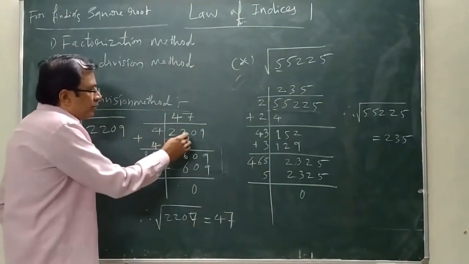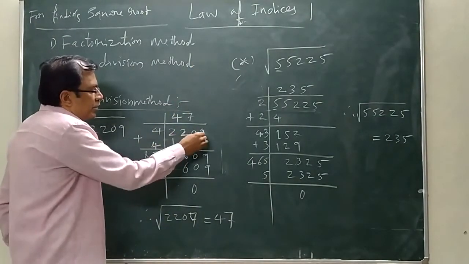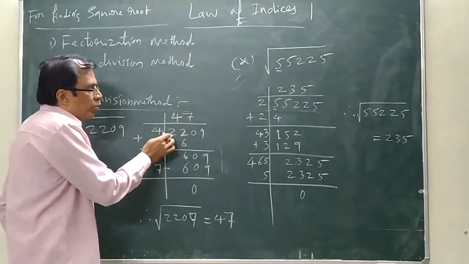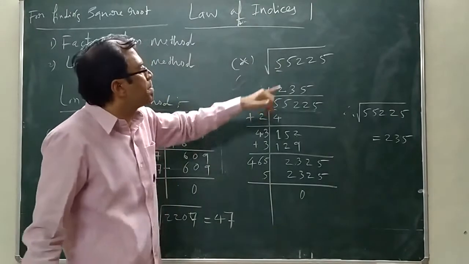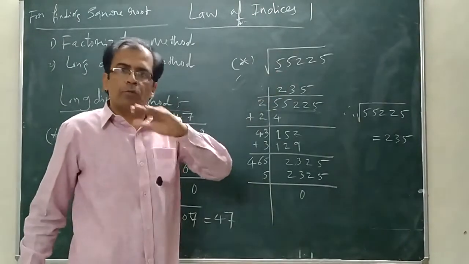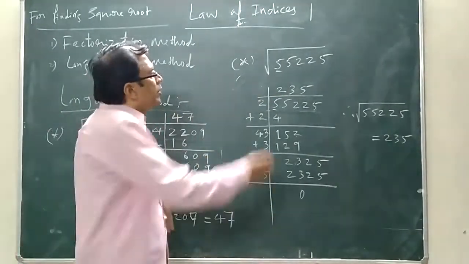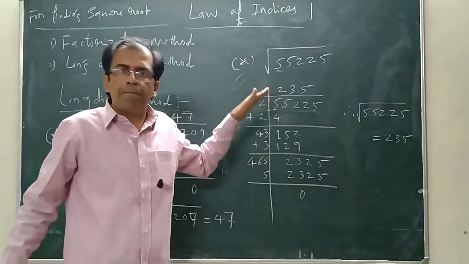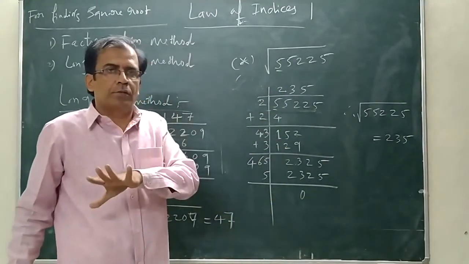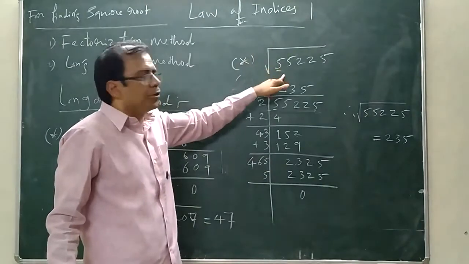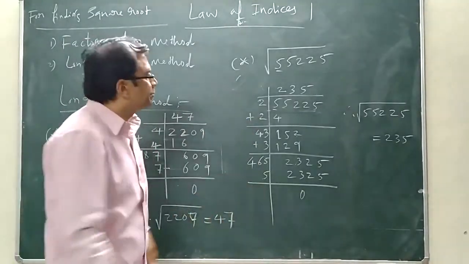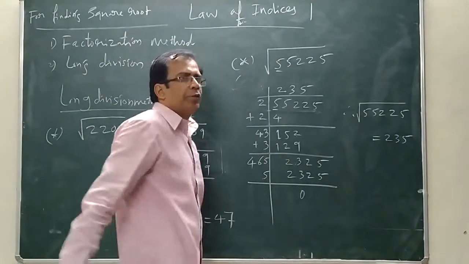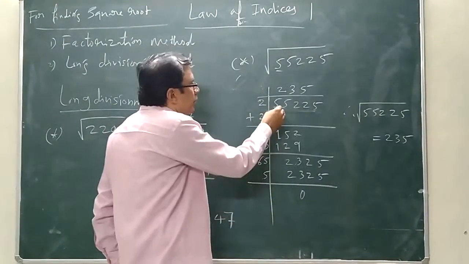So the second one also we have done. Again I am just repeating this. This is a 4-digit number, so you have to take 2 digits. And this is a 5-digit number, so you have to take only a single digit first. In that one you start using the long division method for finding the square root. I will repeat again. The 5 we have to take in the first step.